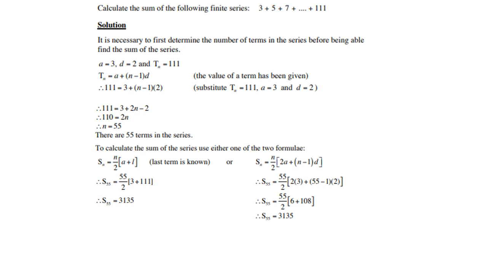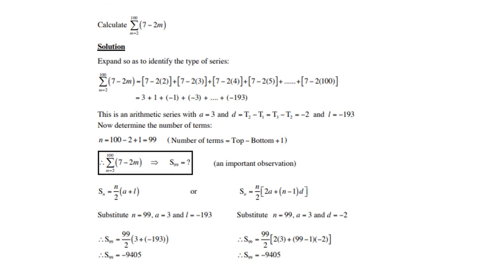And now you can use a formula for finite series or infinite. It doesn't matter. Both should work. Then do your substitutions. N is 55, A is 3, and L is 111. And therefore, the answer is 3,135. Let's look at the following example.